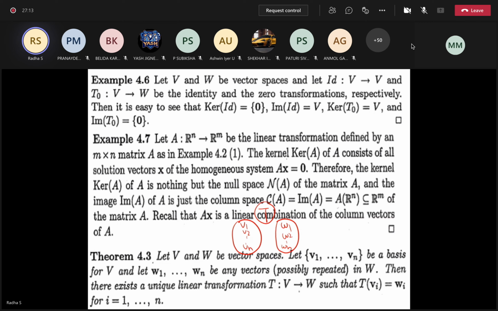What do you mean by unique? One and only one linear transformation, which will take V1 to W1, V2 to W2 in this order. That means T of V1 should be W1, T of V2 should be W2, and so on. I cannot say there are two linear transformations which will do this. Only one will be there because V1, V2, etc., Vn is a basis, right? Just remember this. Don't go much beyond.